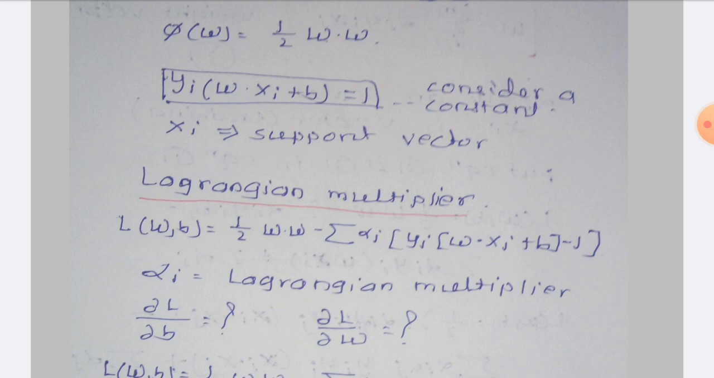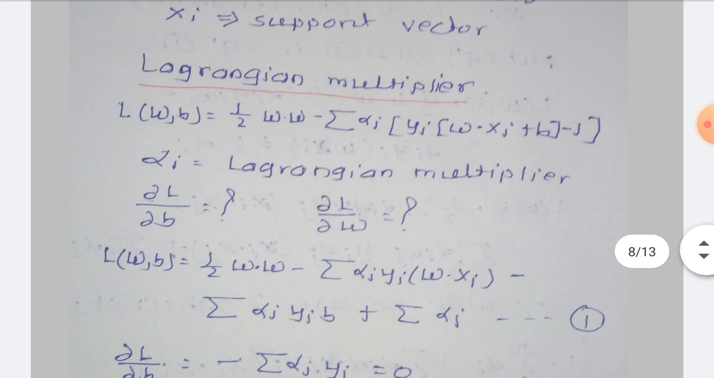For optimization, we have taken this alpha i value. So take the derivative of the Lagrangian with respect to W and with respect to b. Let us take it with respect to b first. Which term are we getting? ∂L/∂b. What will be the value of ∂L/∂b? And we also have to find the value of ∂L/∂W.